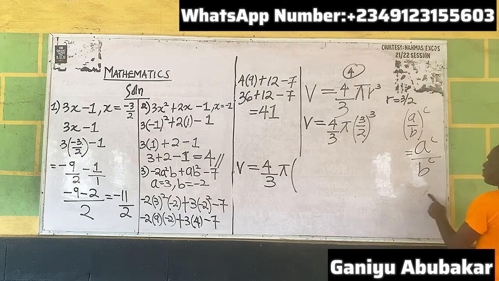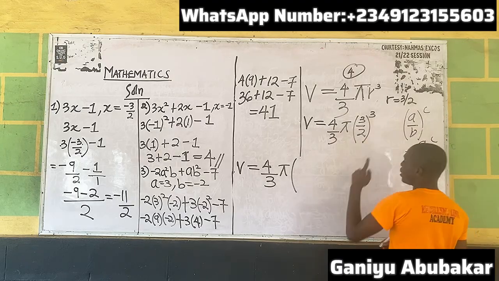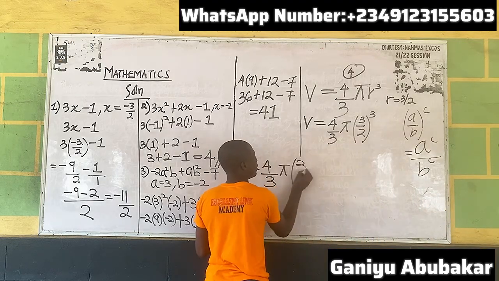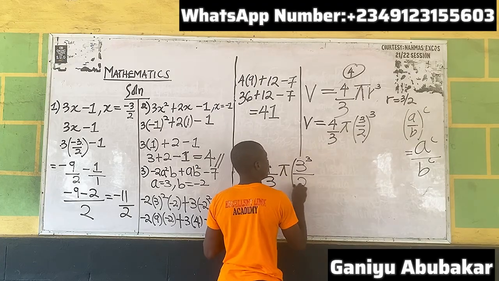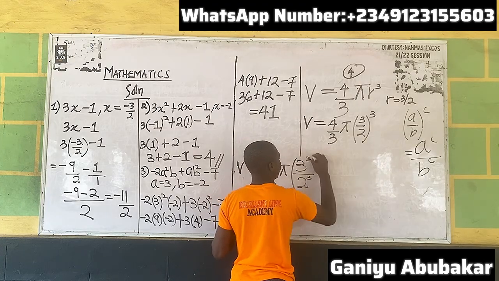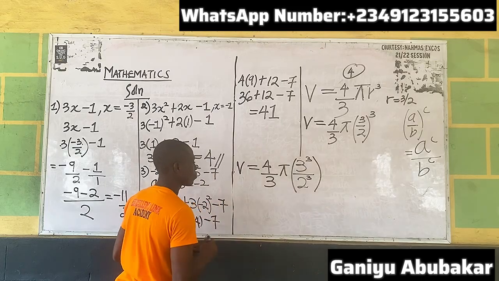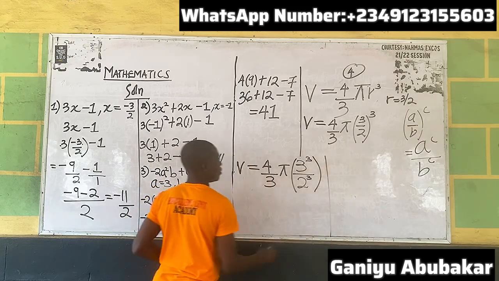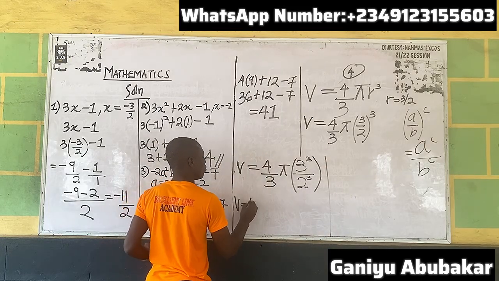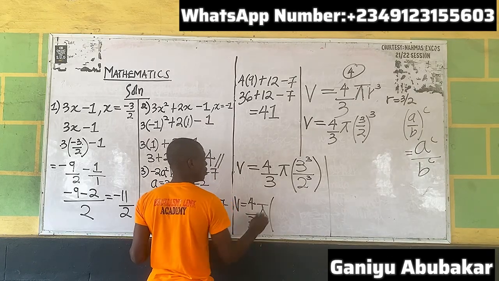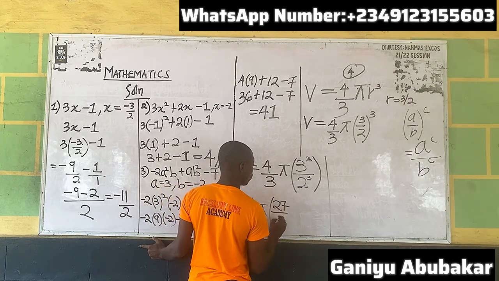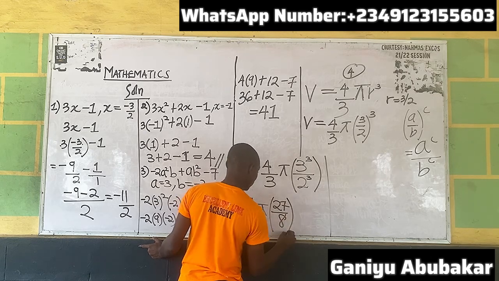Apply this concept here. That gives you these 3 remain the same. This 3 comes up here all over. These 2 remain the same. This 3 comes here. All right, we're having this here. Proceeding, that gives you V equals 4 over 3 pi into, this gives 27 over 8.